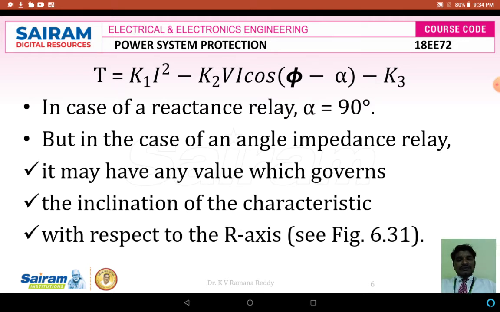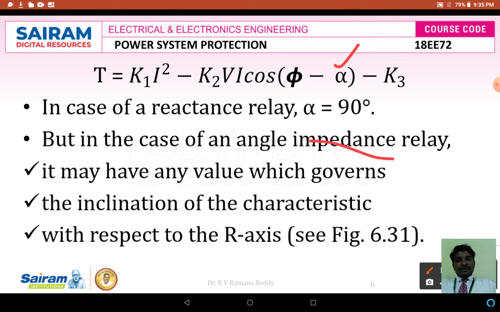To overcome this difficulty, we use a phase angle controller to reduce the phase angle difference between voltage and current, so that it is less than 90 degrees, in such a way that we adjust the phase angle, which is represented mathematically by alpha. Therefore the alpha value we can take is a maximum of 90 degrees. Then the angle alpha is adjusted here according to our desired operation. Therefore in the case of an angle impedance relay, it may have any value which governs the inclination of the characteristics with respect to the R axis.